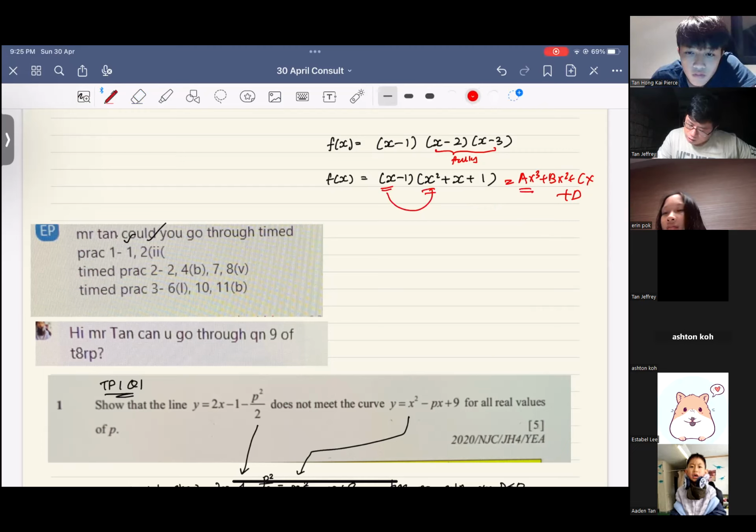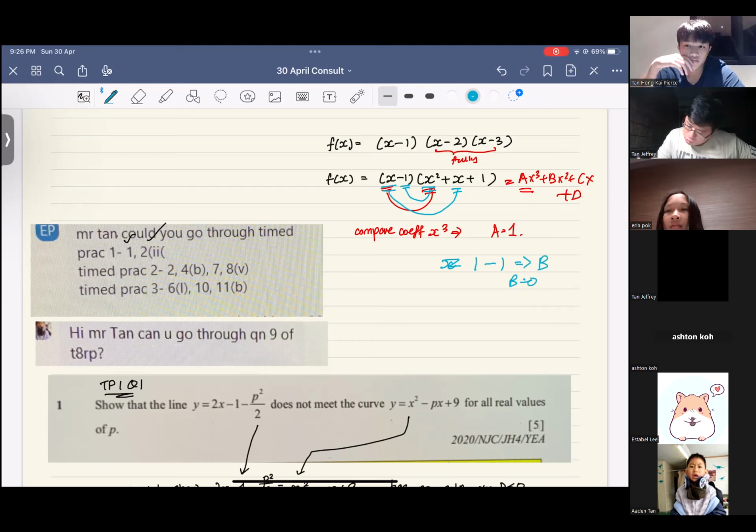If I want to compare x squared, I can also see this. x must multiply with x, so that is 1x. Negative must multiply with x squared, that's 1. 1 minus 1 equals b. So b equals 0. So I can say that this equals 1x cubed plus 0x squared. Slowly, just look at which terms can give you the x squared and x. Okay.